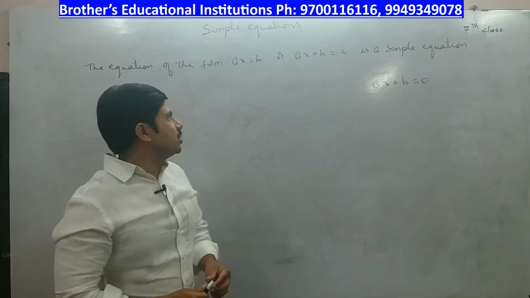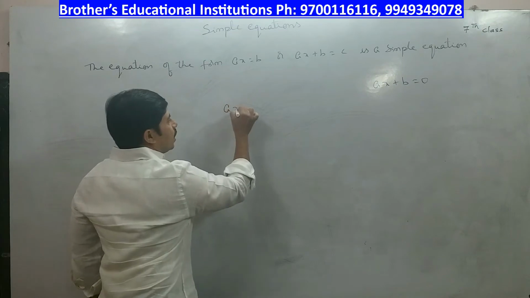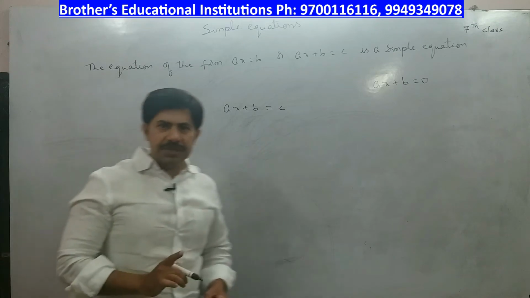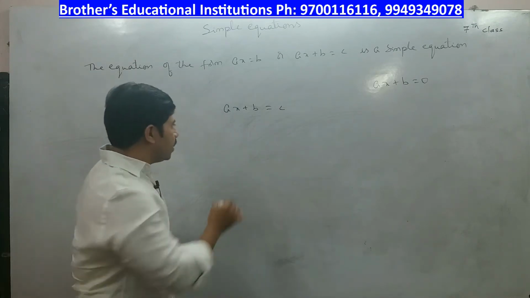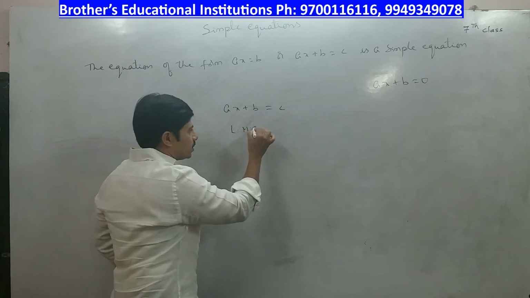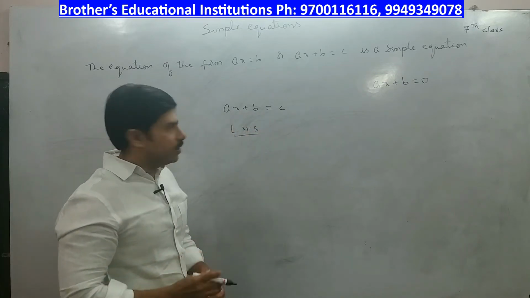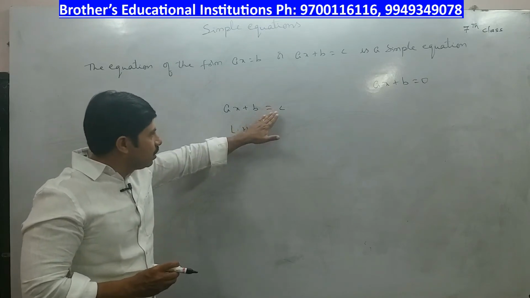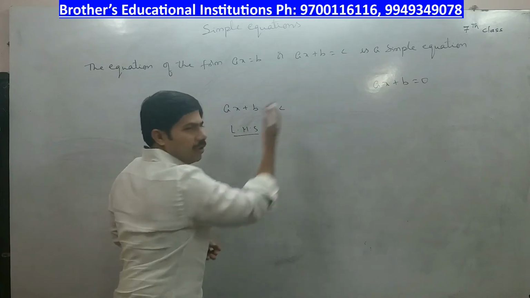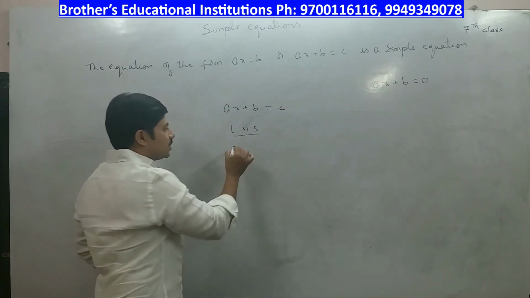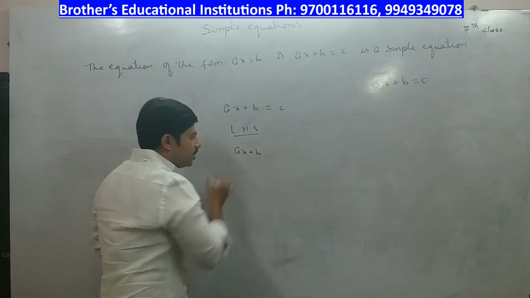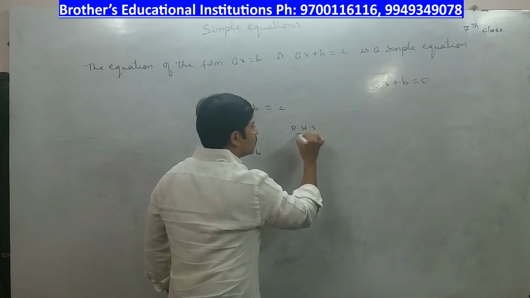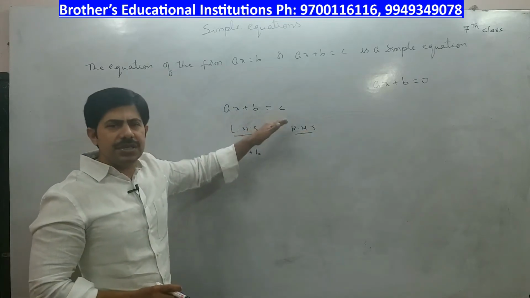So in the simple equation Ax plus b is equal to c, we have two parts. One is LHS, the other one is RHS. What does LHS stand for? LHS is nothing but left hand side. The term which is on the left of the is equal to sign is called LHS, and the other side we call the right hand side. So in LHS we have Ax plus b, and what is RHS? RHS is nothing but a constant. What is the constant we have in RHS? It is c. Right?